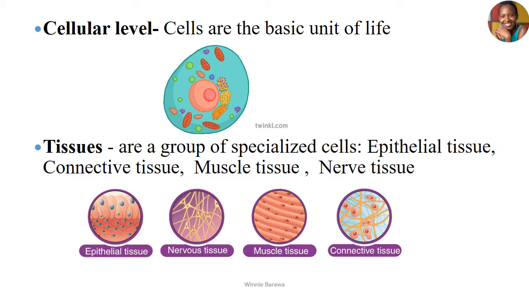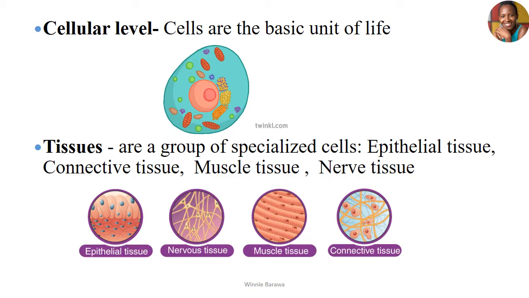Moving on to our next level, that is the cellular level. So the cell is the basic unit of life. We'll study more about cells, and we will check on the composition of cells, that is the case of the organelles, how they function, where they are located. So we'll do cell structure later on, but to just introduce it, the cell is the basic unit of life. While tissue is a group of specialized cells.